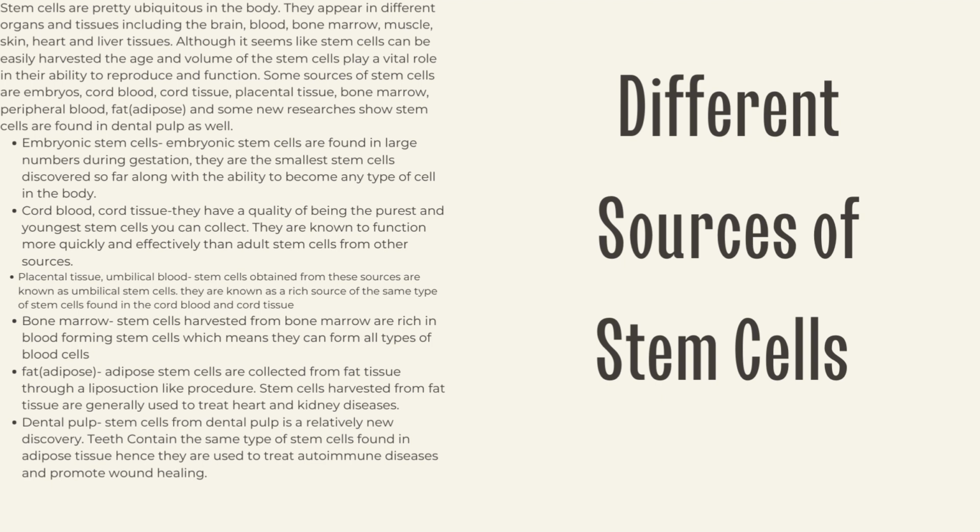Placental tissue, acquired from umbilical blood: these are stem cells obtained from these sources, which are known as umbilical stem cells. They are known as a rich source of the same type of stem cells found in the cord blood and cord tissue. Bone marrow. Stem cells harvested from bone marrow are rich in blood forming stem cells, which means they can form all types of blood cells. So these were the important ones.